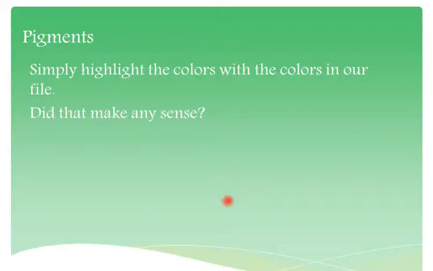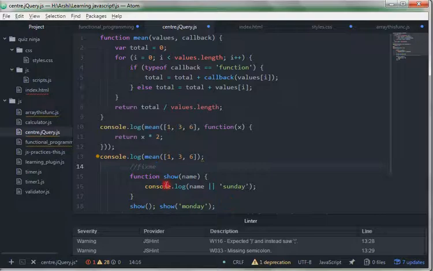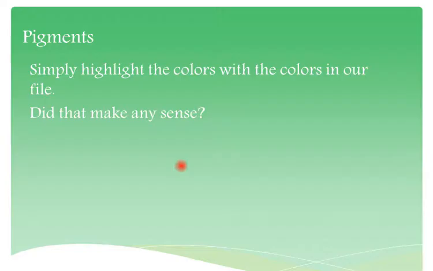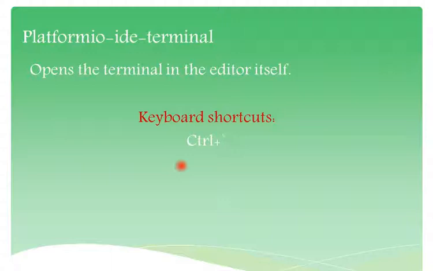Pigments simply highlights the colors with the colors in our file. Did that make any sense? Well, let's take an example to understand it better. Say we have a styles.css file. We can see that all the colors are actually highlighted by the color itself. That's what Pigments does.